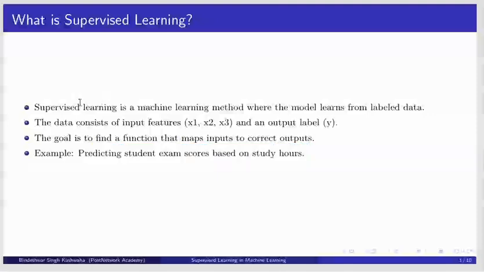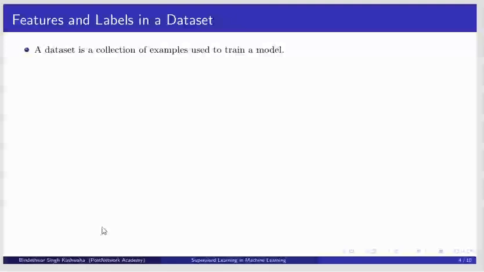For example, predicting students' exam scores based on study hours and two other features too. We will see the data set, and understanding the data set is very important. Here I am explaining, but without the data set, if you haven't learned machine learning, you will not understand. So first of all, let us understand the data set.